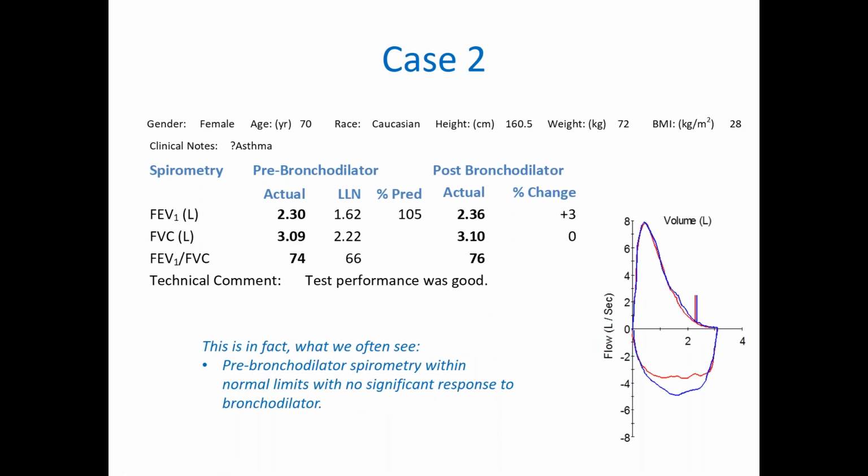Case number 2 is what we often see when we're asked to diagnose asthma in people who complain of symptoms. So in this case here, you can see that when we look at the FEV1/FVC ratio, it's well within the normal range, as are the FVC and the FEV1. So pre-bronchodilator spirometry is in fact within normal limits. And when we give bronchodilator, we see no significant change in FEV1 or FVC. So this is a common occurrence, and I suppose the question is, when we see this but we are conscious that the patient has symptoms, then we need to think about what other tests we're going to perform, and I'll speak a bit more about that in a couple of slides' time.